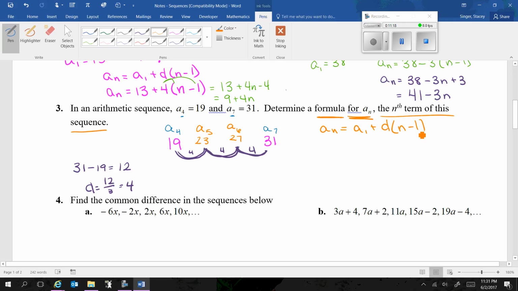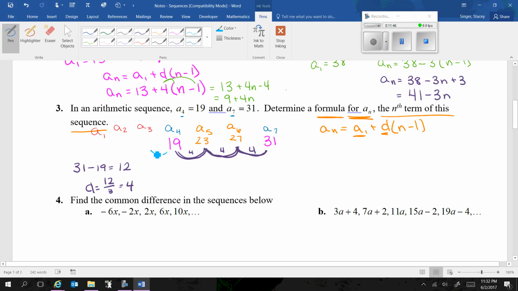Well, in that equation, I know my difference, I just figured it out, but I don't know a sub 1. I don't know that first term. So, since we have a number pattern, and I know I increase by 4, I can list my other 3 terms that I'm missing, a sub 3, a sub 2, a sub 1, and figure out what my 3 terms before 19 would be. And how would I do that?